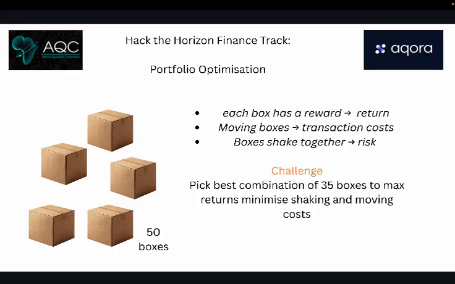Just by defining this, it should come to mind that this is clearly an optimization problem, where by minimizing the transaction costs and risk, we want to maximize the return we'll get. Which brings us to the actual challenge you're presented with, where you need to pick the best combination of 35 boxes that give you the maximal return whilst minimizing the transaction cost and risks involved.